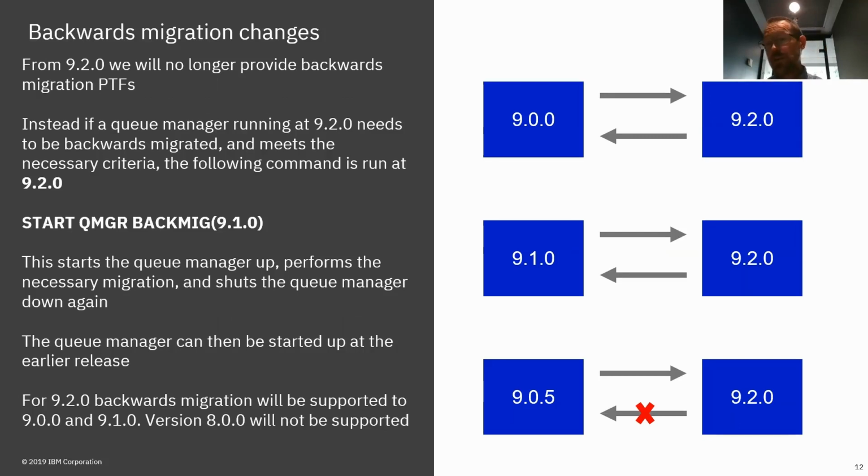In the unlikely event that you do need to go back from 9.2.0 to an earlier release, then what you do is you shut down your 9.2.0 queue manager cleanly, and then you run a command that basically says, go and look at your data and rewrite it so that it's in a format that's suitable for that earlier version of queue manager. And that's done via the START QMGR BACKMIG command I've got in the middle of the slide. And so, that consists of the queue manager coming sort of halfway up, reading its data in, adjusting it, writing it back, and then it shuts down. At that point, you can switch your load libraries back to the earlier version and carry on running.